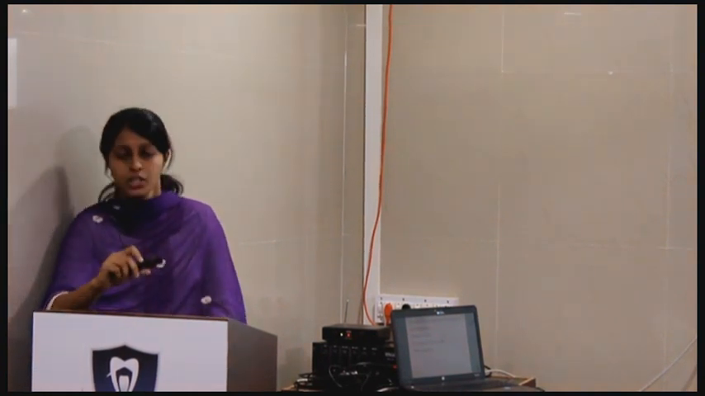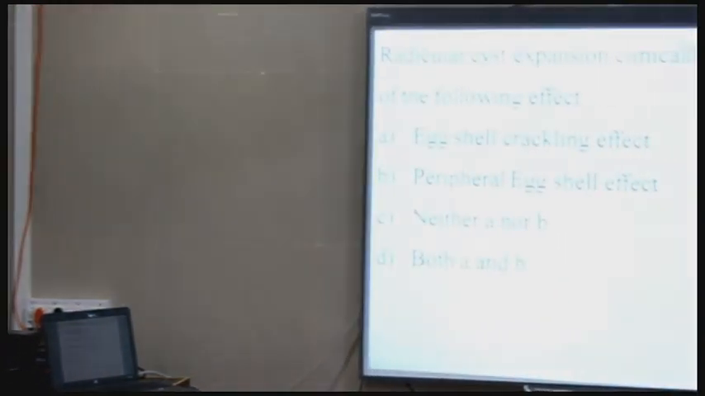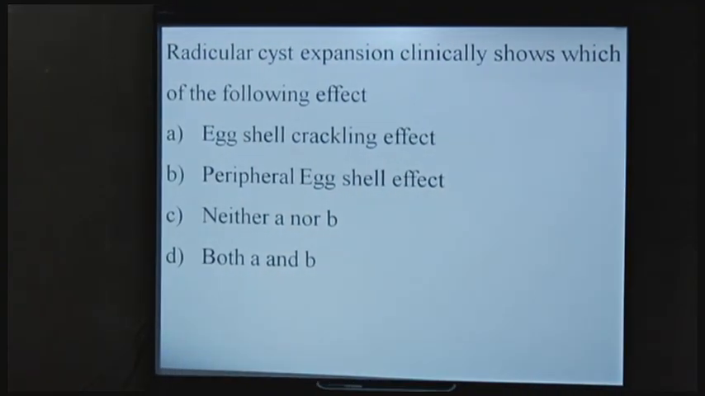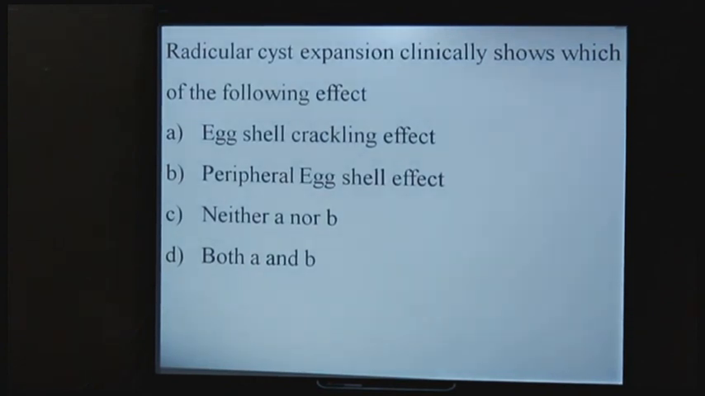What is osteopetrosis? Marble bone disease. You will have excessive bone deposition. You will have loss of periodontal ligament space. It will be obliterated. Osteoma cutis is soft tissue osteomas. You have a snowflake appearance in osteoma cutis. Meningioma, benign neoplasm of your meninges. Radicular cyst expansion clinically shows which of the following effects?